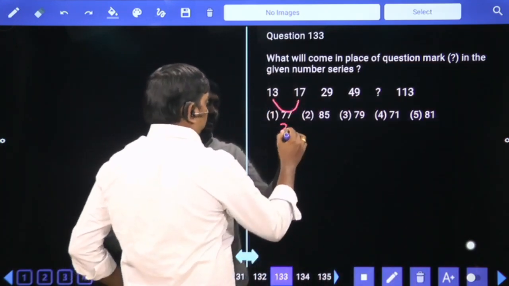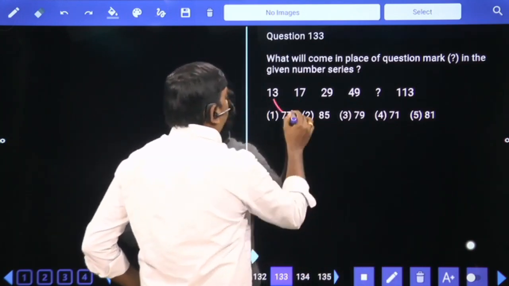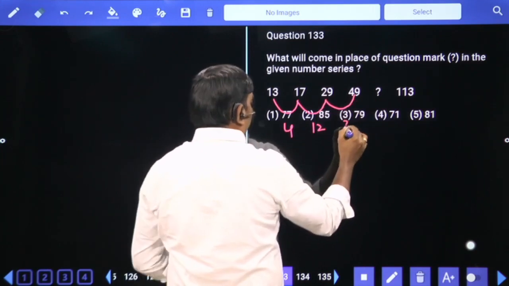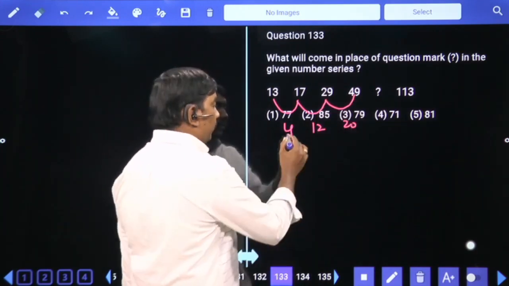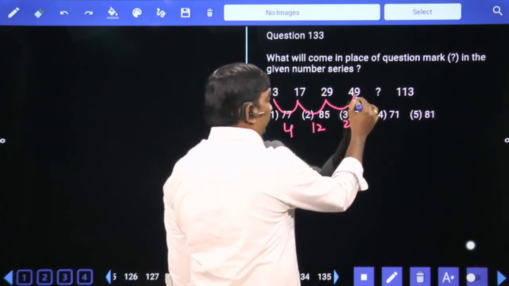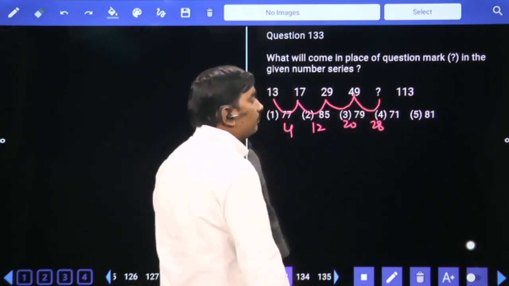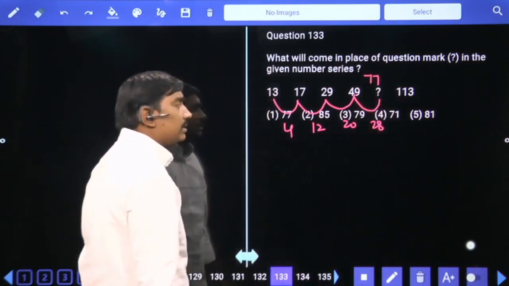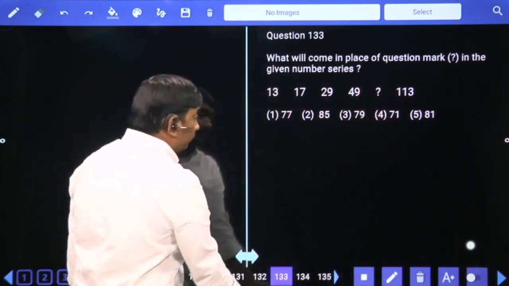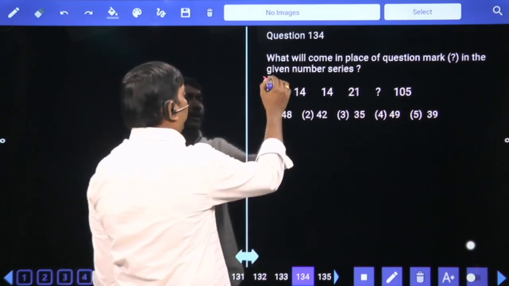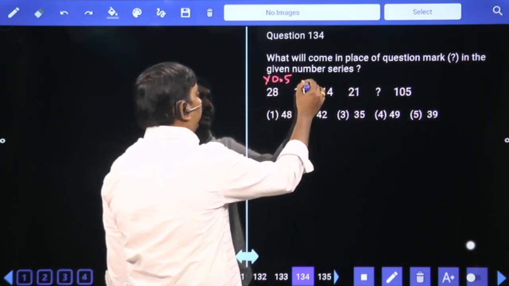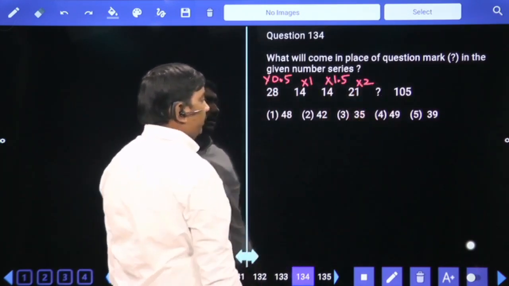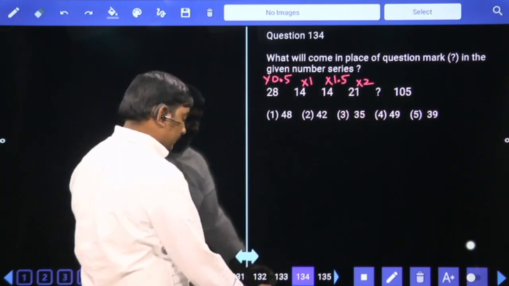Next series: difference 4, 12, 20. 4 plus 8, 12. 12 plus 8, 20. 20 plus 8, 28. 49 plus 28, 77 will come. Into 0.5, into 1, into 1.5, into 2. 21 2 times, 42 is your answer.